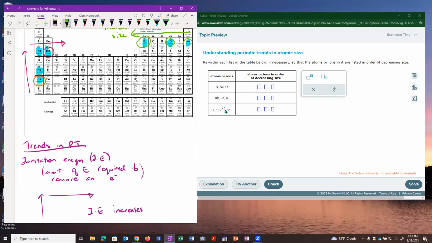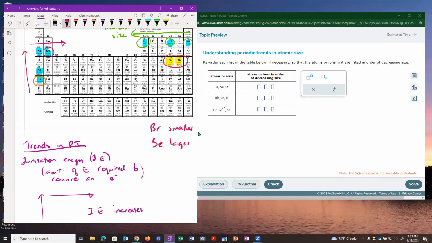Let's take a look here at the third one, bromine, the selenium with what looks like a charge or something on it, and then the selenium atom. All right, so if we find those, we have Br, so bromine, and we have selenium. All right, so again, if I just compare bromine and selenium, comparing these two, bromine will be smaller, and selenium would be larger. It's further to the left.